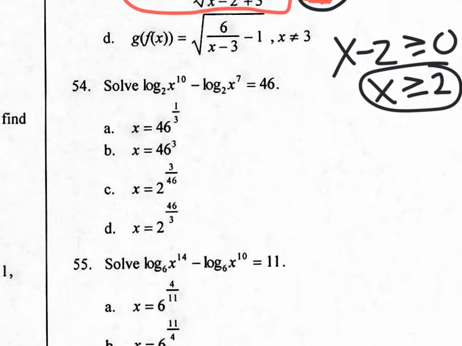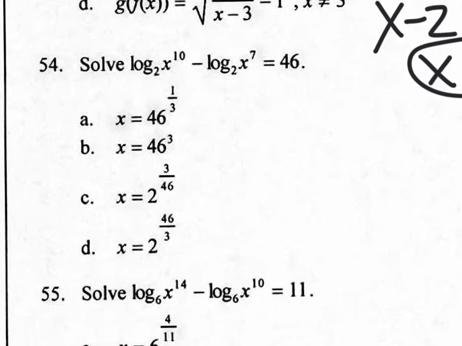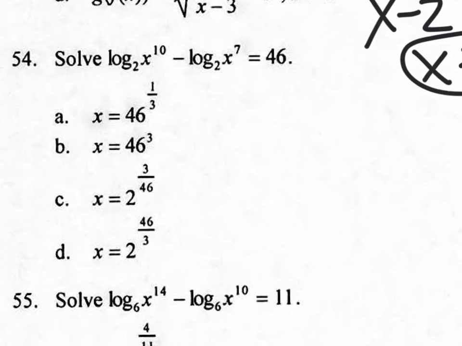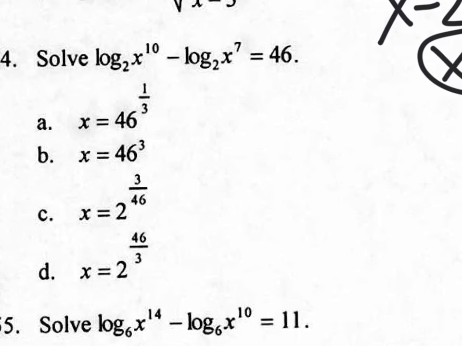So, let's try number 54. That one has logarithms. It has both log base 2. That's a good thing, because when you have the same logarithm on one side of the equal sign, you could condense and make it one single logarithm.